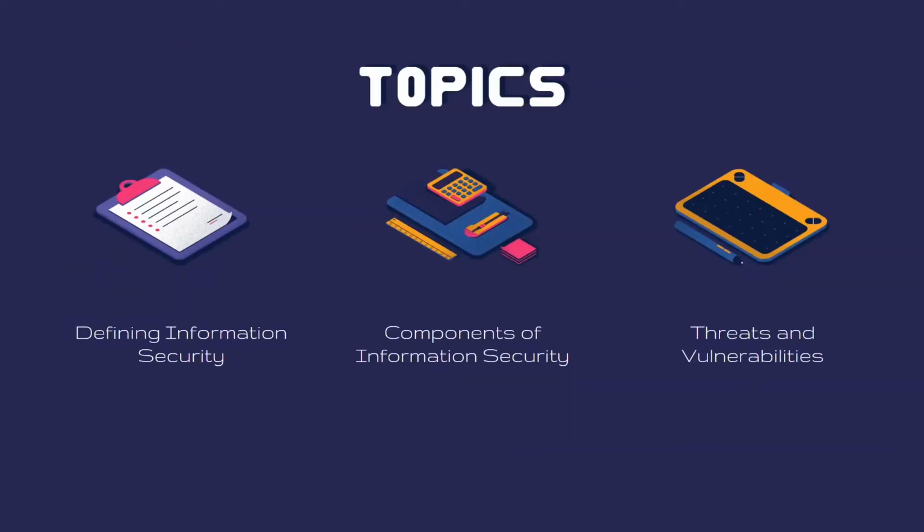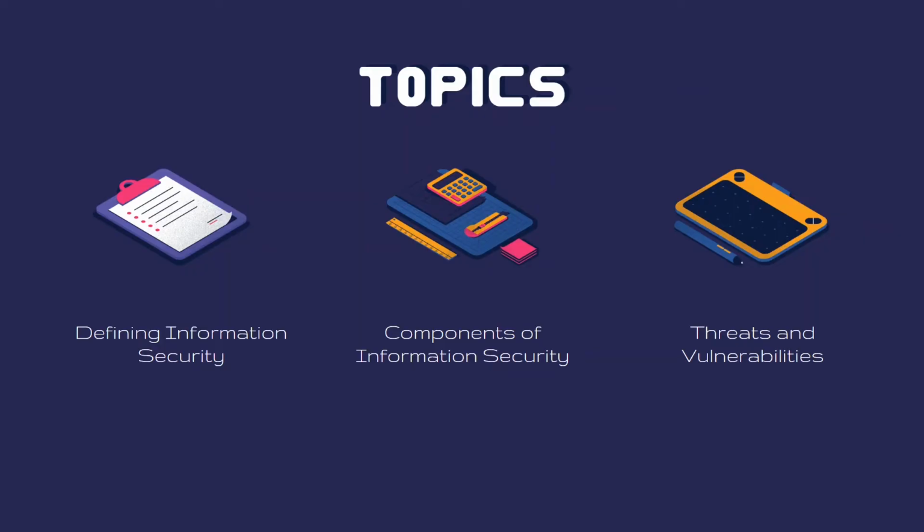Throughout this chapter, we'll encounter several essential topics. Number one is defining information security. We will start by clarifying what information security actually means and why it's critical. Why it's a critical concern in our digital age. Understanding this definition will set the stage for our exploration of its components.